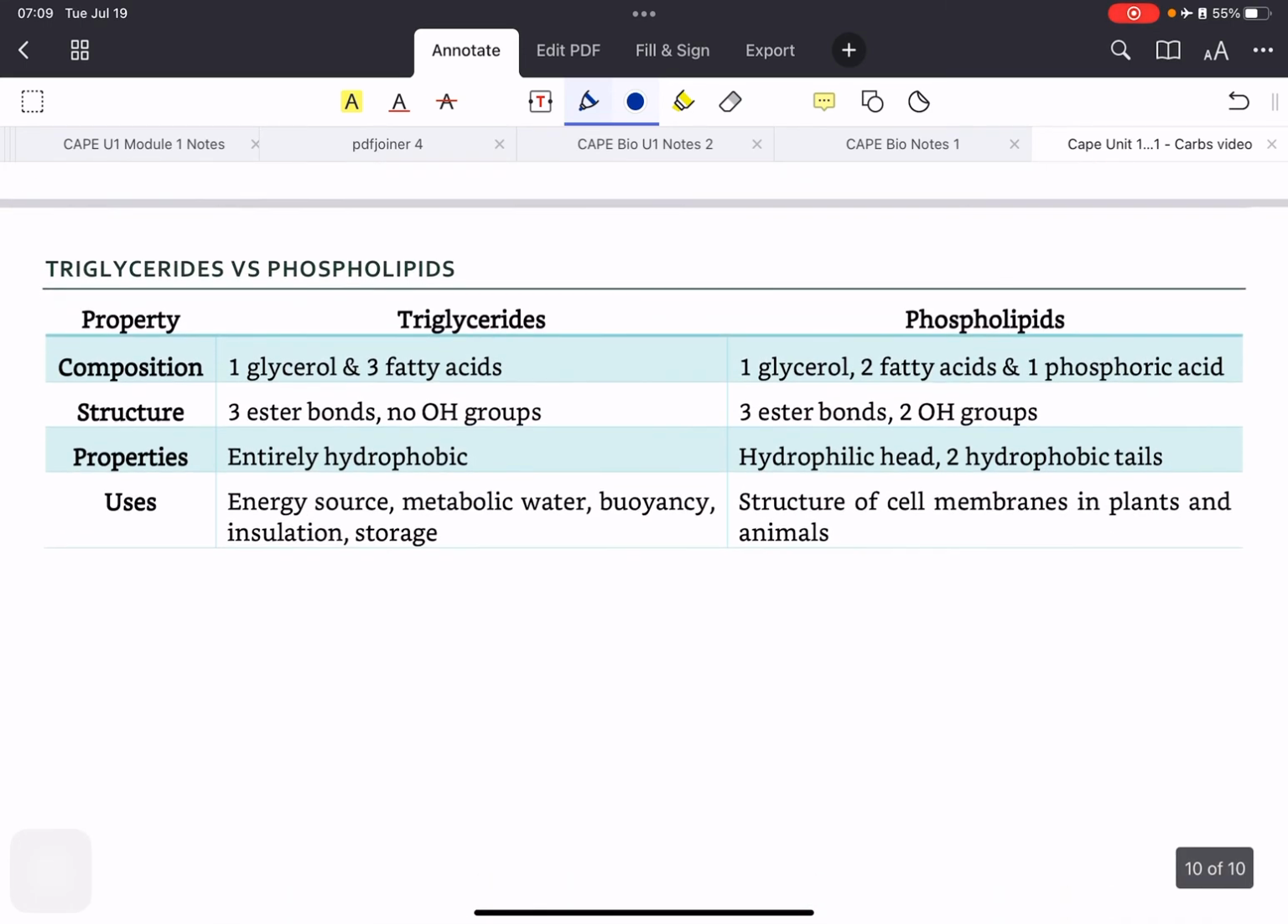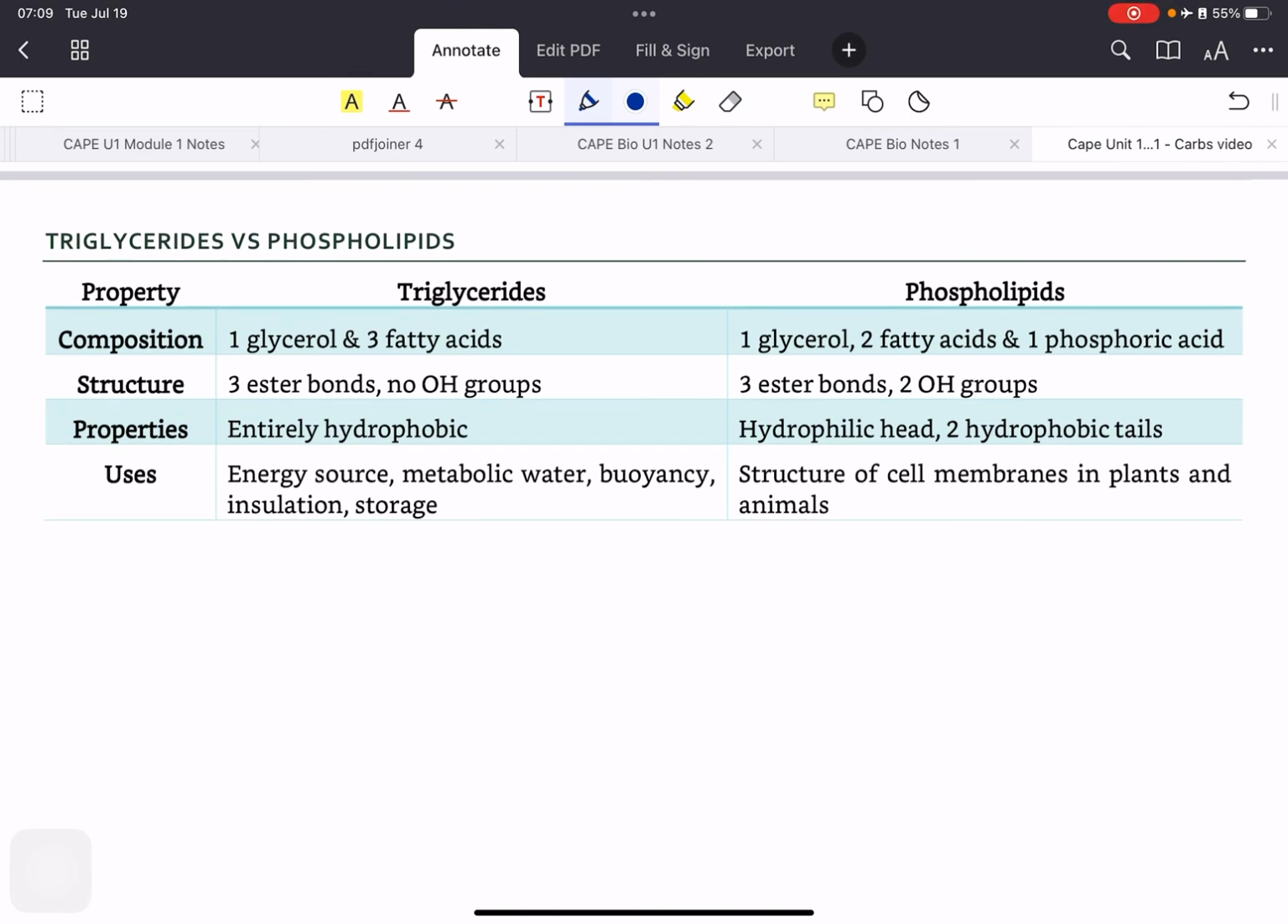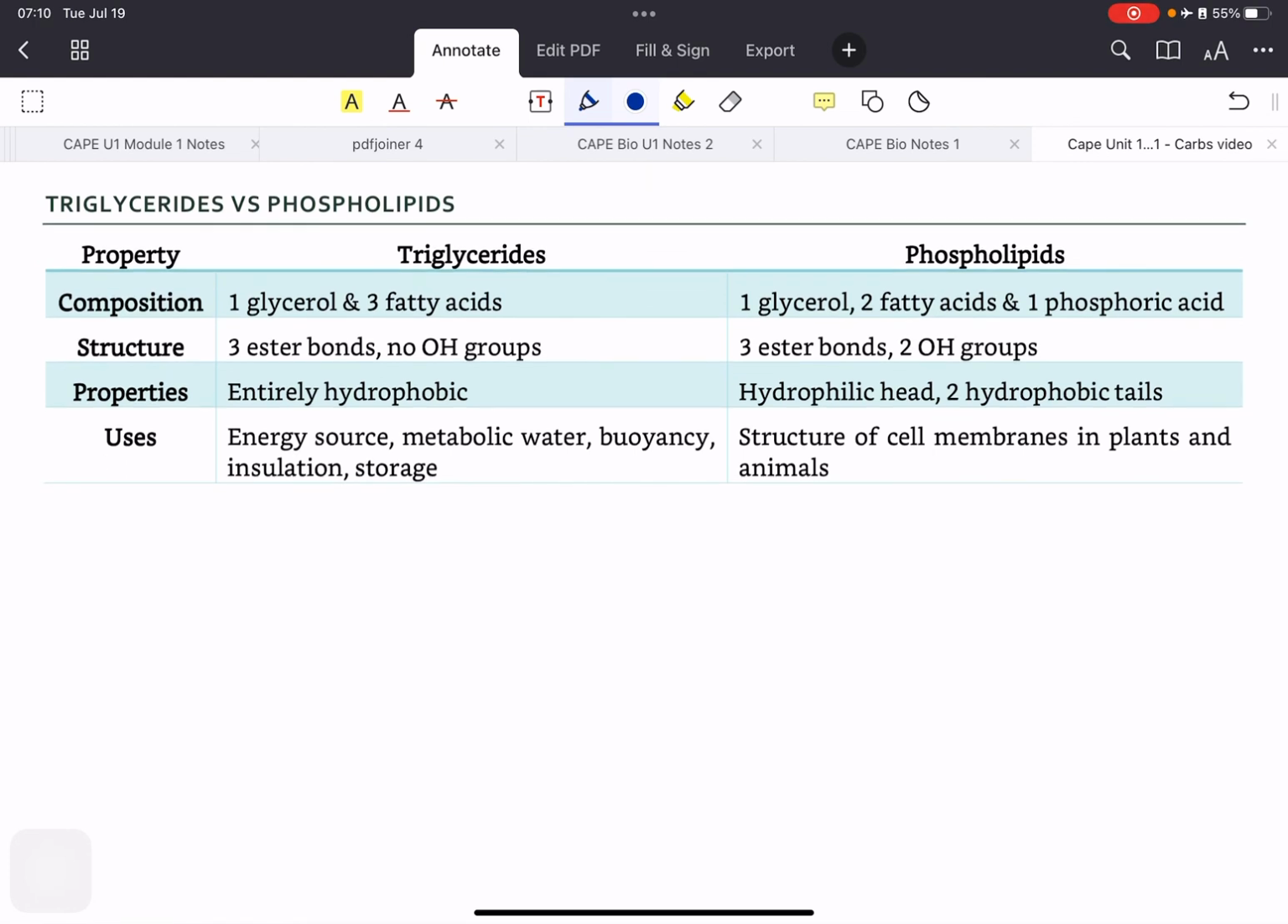Finally, let's just compare triglycerides and phospholipids. We already talked about the composition. Triglycerides have 1 glycerol and 3 fatty acids. That's why they are called triglycerides. The phospholipids substitute one of the fatty acids for the phosphoric acid. The structure is similar except that triglycerides have no OH groups, therefore it's completely non-polar. However, in phospholipids, the head, which is the phosphoric acid molecule, has two OH groups, meaning it is polar, while the two tails are non-polar. Right, so now we talked about the properties, and finally we have the uses as we just said.